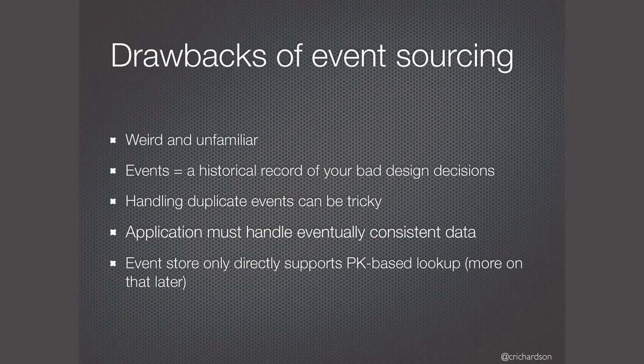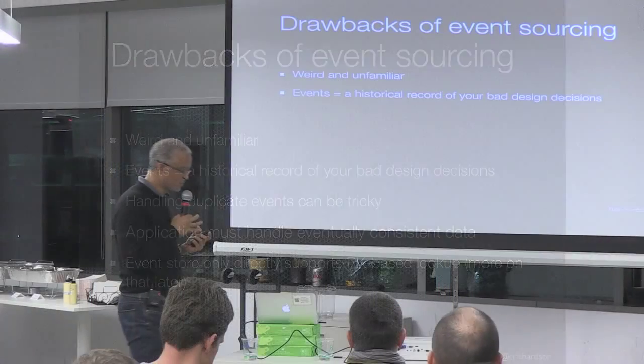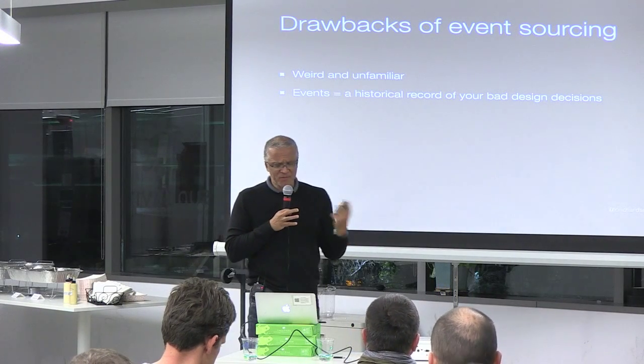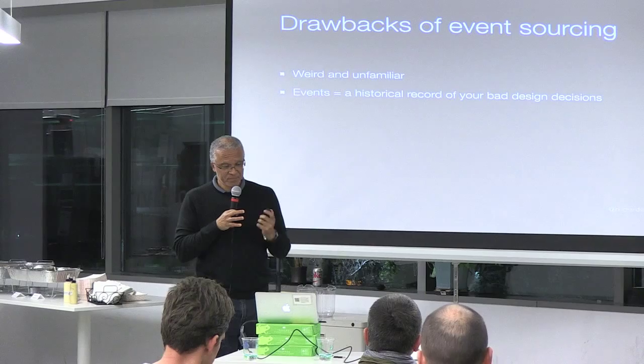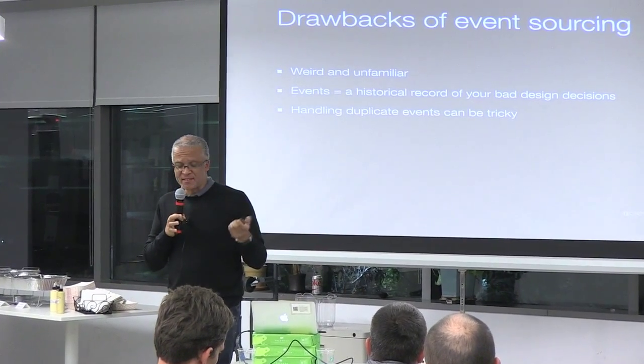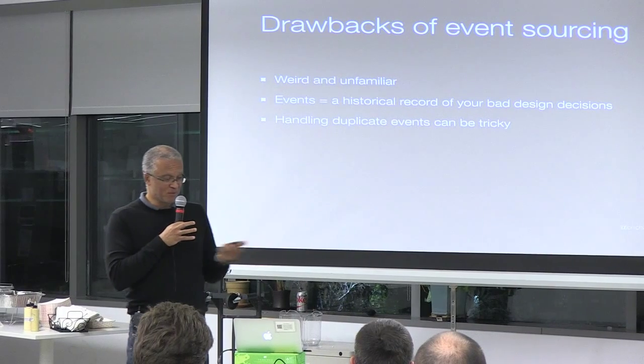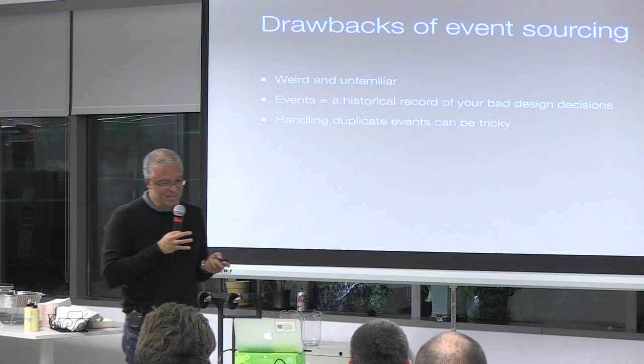There are a bunch of drawbacks, right? It's a weird and unfamiliar way of designing your domain model. It takes a bit of getting used to. Sometimes events can be a pain, because events never go away once they've been generated. You've got this historical record of all of your bad design decisions, which can be a challenge. Though usually events correspond to things from the problem domain, so they tend to be fairly static. And also with any message-oriented system, you have to deal with the possibility of duplicate events, which can be a challenge.